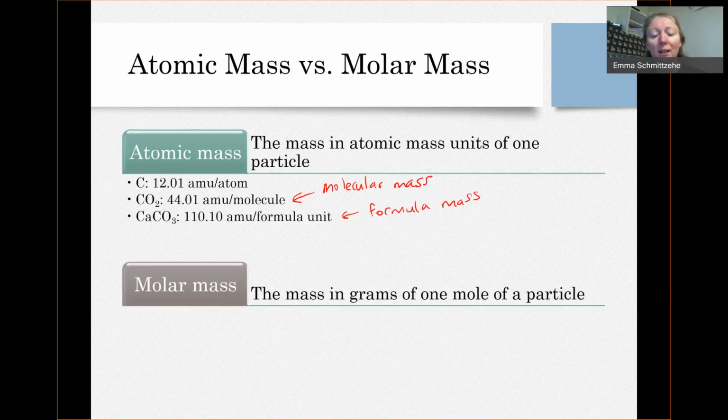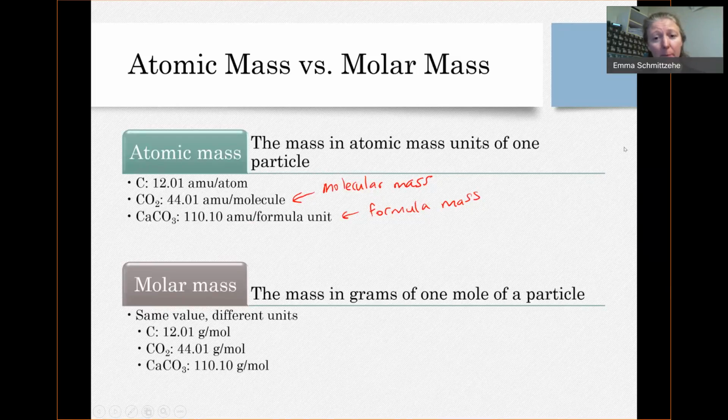But the nice thing about molar mass is it's the same value as atomic mass. It has the same value. The unit is the only thing that's different. So we've scaled up the moles, but the mass unit we're using is also scaled up.